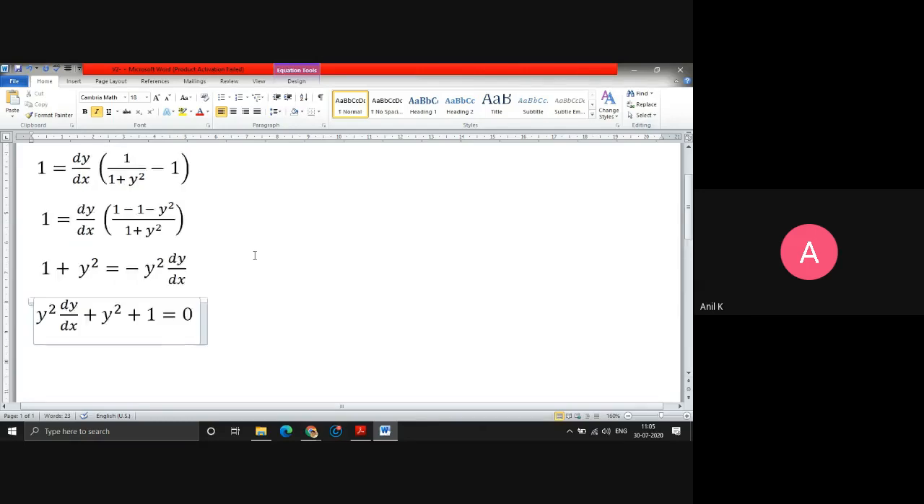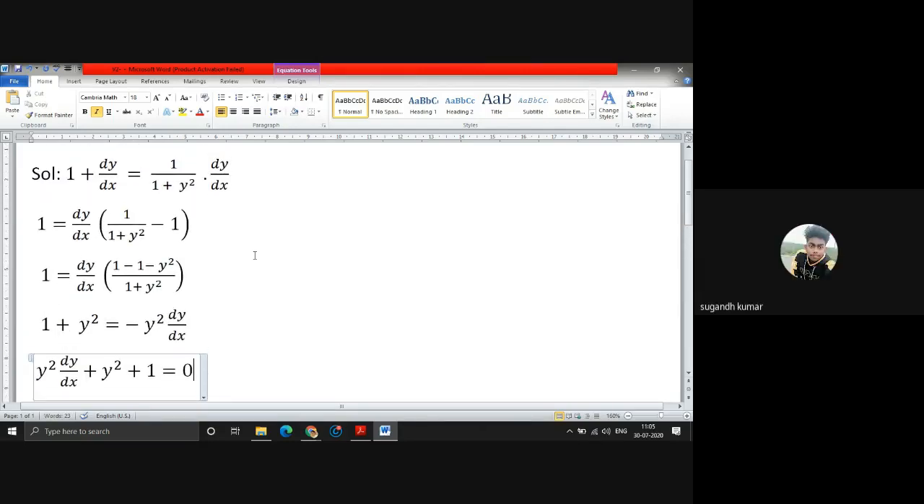Which step did you find difficult? Second. Taking the LCM. Yeah, maybe you made the mistake here. There is a minus sign, so when you take the LCM, each and every term will multiply with the minus sign. Generally, students make the mistake here: they keep minus 1, and here they keep plus y square above 1. This one? Yes, sir.